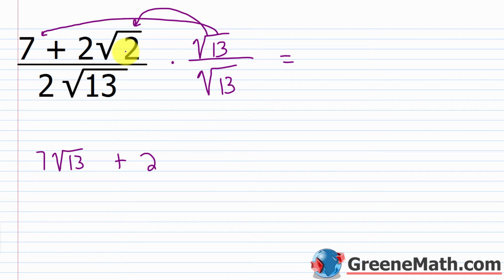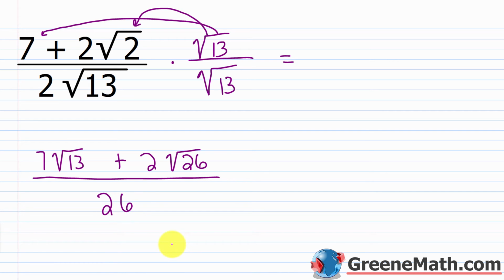So, square root of 13 times square root of 2 is square root of 26. So my numerator becomes 7 times square root of 13 plus 2 times the square root of 26. Now, in the denominator, square root of 13 times square root of 13 is 13. So you're going to have 2 times 13 or 26.